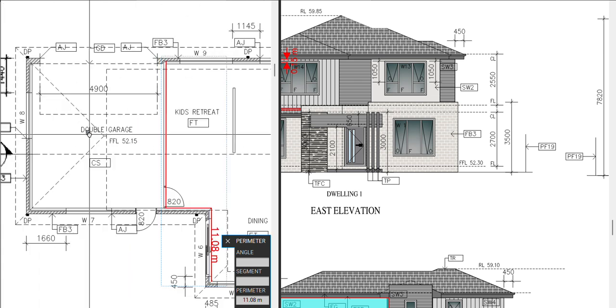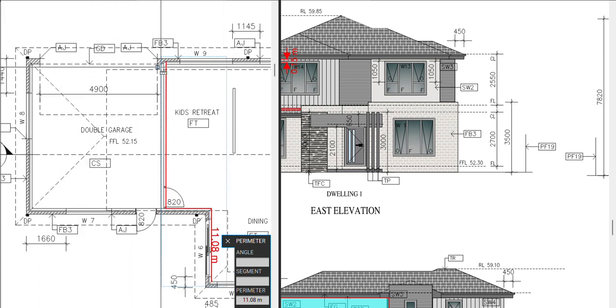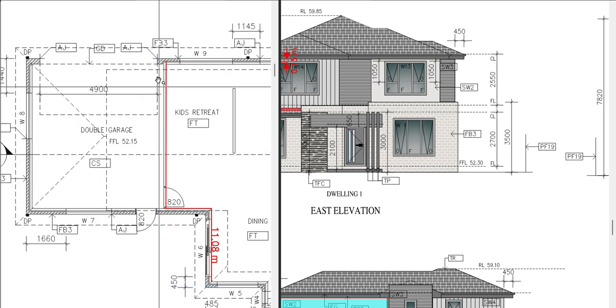Generally, in the garage it is always mentioned that the garage is excluded from insulation on three sides, like this side, this side and this side.